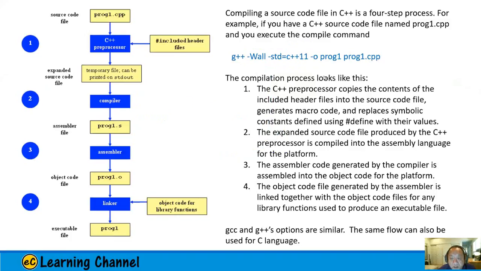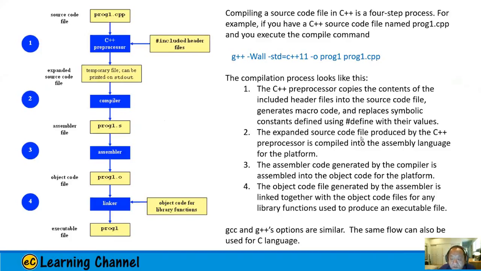That's called a listing. And then the compilation process looks like this. The C++ preprocessor copies the contents of include files. So it actually copies the whole thing from the include file, like .h files, into the source code file, and generates macro code and replaces symbolic constants. A symbolic constant is like #define F equals 1, those kinds of things, and then using the defined value.